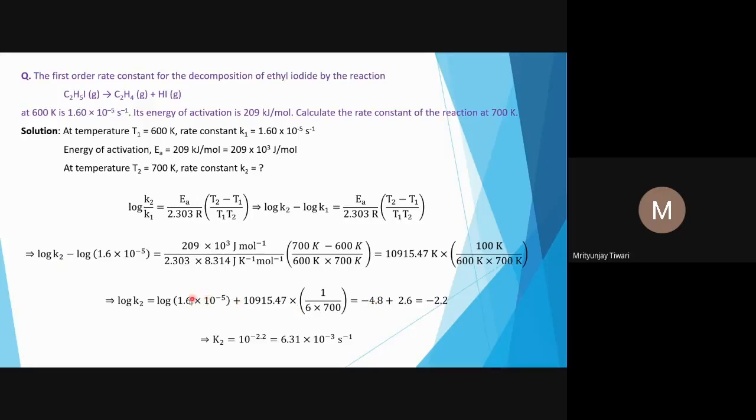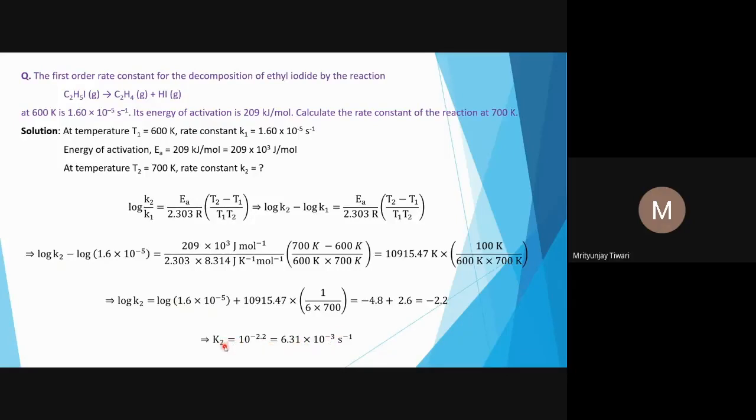This value one can find out. This is base 10. And on solving this value, one can obtain 2.6. So what we get? Log K2 is equal to minus 2.2. So K2 will be equal to 10 to the power minus 2.2, because we take the anti-log here to obtain the value of K2. The anti-log of this will be equal to 10 to the power minus 2.2, and 10 to the power minus 2.2 means 6.31 into 10 to the power minus 3.